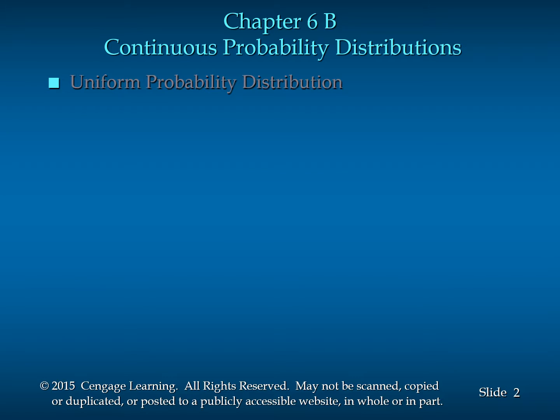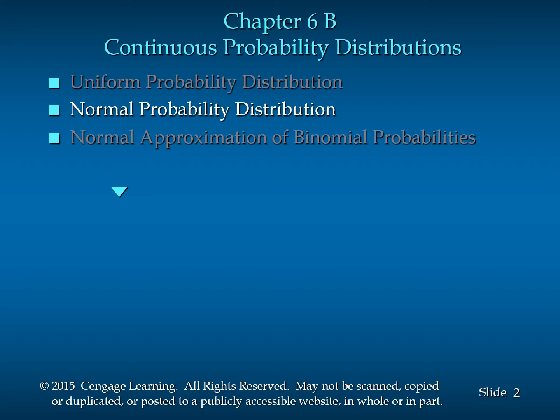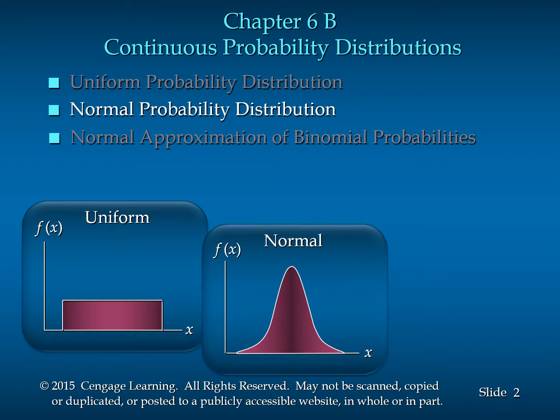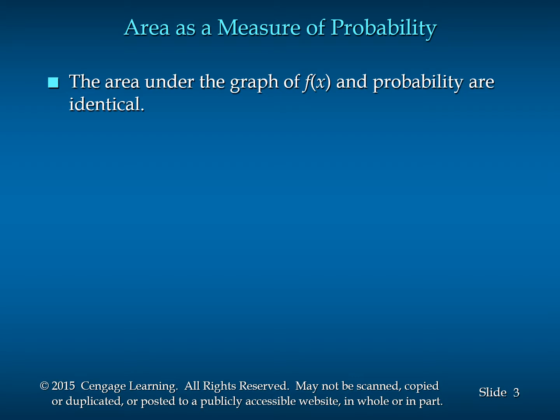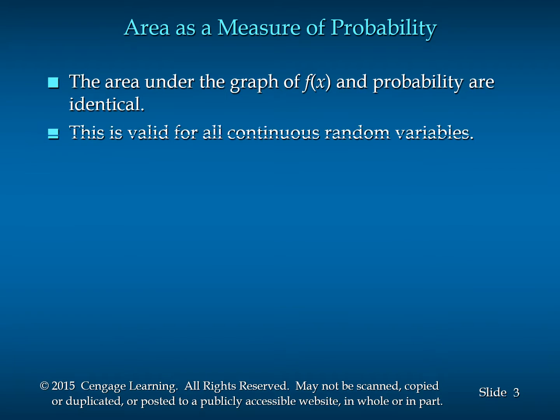Let's continue with our exploration of continuous probability with the focus on the normal distribution. This distribution will become the basis for most of the rest of this course. As we stated already, the probability in any interval in a continuous distribution is equal to the area under the graph in that interval.